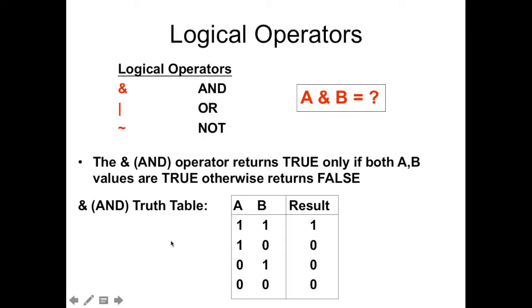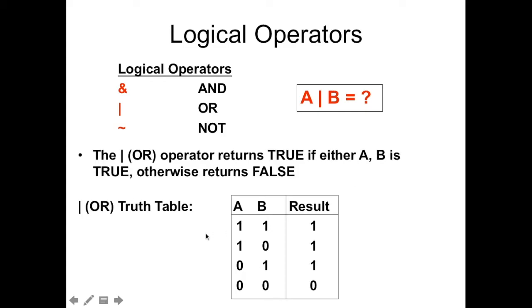This is the truth table for the AND operator. If we compare A and B, and A is 1, true, and B is true, then the result of the comparison would be true or 1. If A is 1 and B is 0, the comparison will result in false. Third scenario, if A is 0 and B is 1, the result will be false, and false and false will result in a false. So only true and true will result in a true, whereas anything that has a false would result in a false.